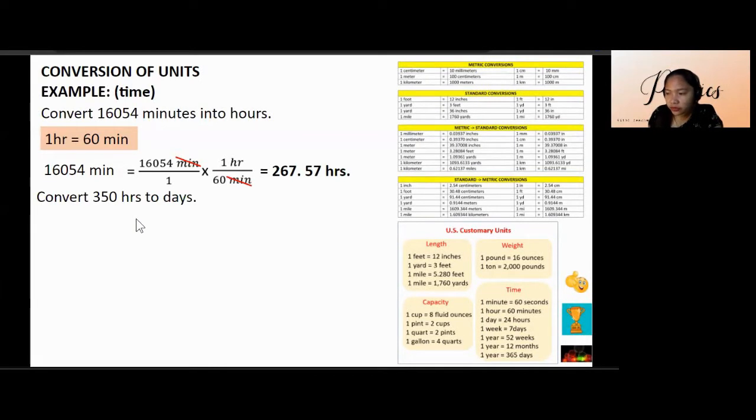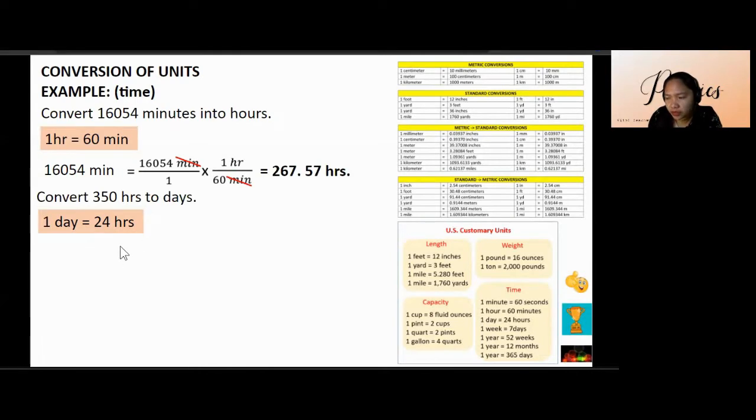So we have also 350 hours to days. So what will be the conversion factor that we will use here? How many hours are there in one day? There are 24 hours. So we can use this one as our conversion factor. And you can change it to a fraction form. It's either 1 day over 24 hours or 24 hours over 1 day.